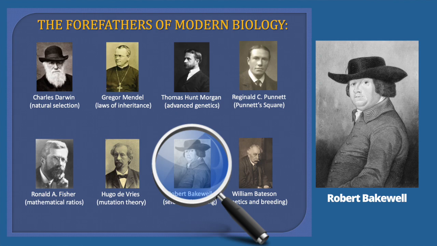And I look at him as the father of selective breeding, but I do plan on doing a course and a program on, I don't know what I'm going to call it exactly. It may be called the founding fathers of selective breeding. And this includes Robert Bakewell, William Bateson, Gregor Mendel, Charles Darwin, Thomas Hunt Morgan, Reginald Punnett, and Fisher. And I think there's a couple more on that list too.